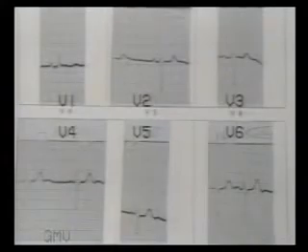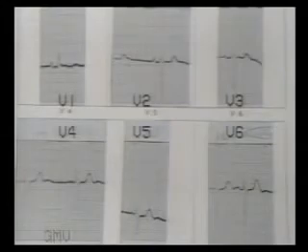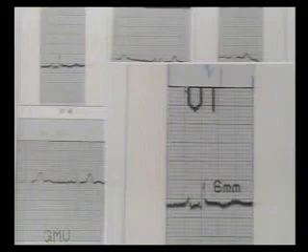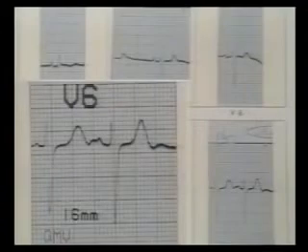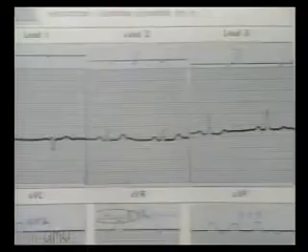The next ECG shows a prominent R wave in V1 and a deep S wave in V6. So right ventricular hypertrophy is suspected. Let us measure the amplitudes of RV1 and SV6. RV1 is 6 millimeters. SV6 is 16 millimeters. RV1 plus SV6 is 22 millimeters. So the criteria for diagnosis of right ventricular hypertrophy are met with.